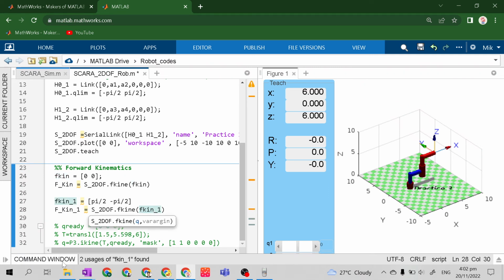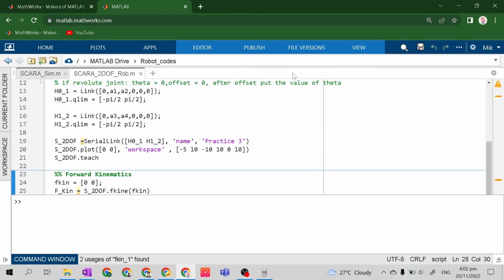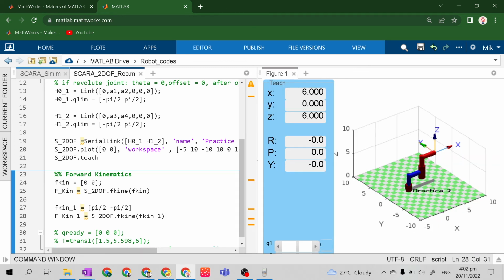So this is wrong. Again, clear all, CLC. Okay, so let's run again, F5. So this should be fkin underscore 1, so that the joint variables run by the fkine command are pi over 2 and negative pi over 2. Okay, so F5. So our command window.